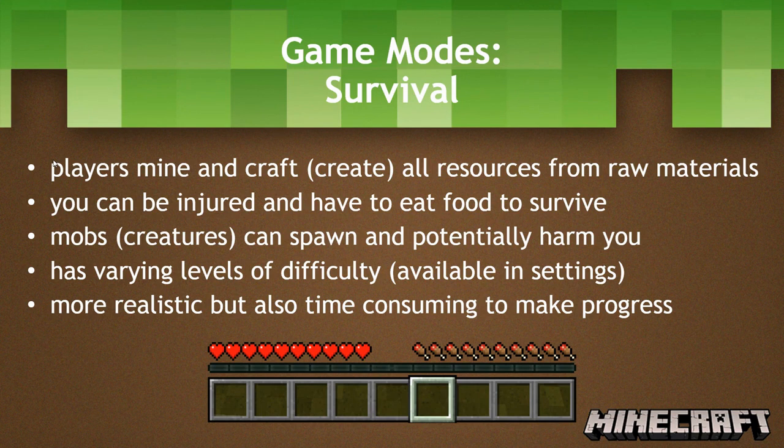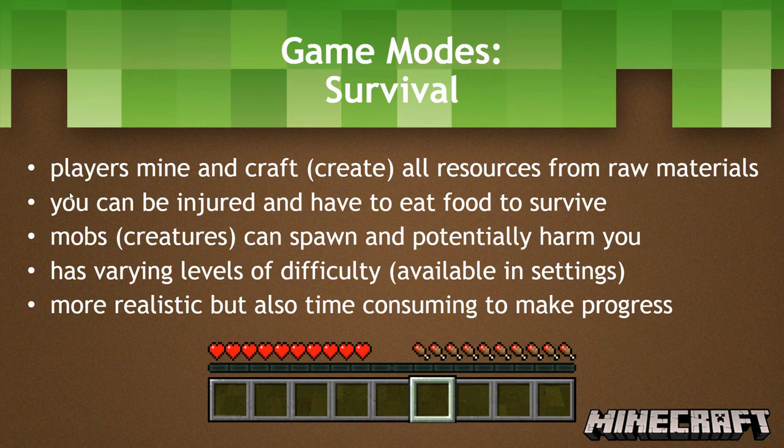So, for example, if you want to make a pickaxe, you would have to use your hands to harvest wood from a tree, and then in the crafting menu you would make wood planks, and then from wood planks you would make sticks, and then your sticks can be made into a pickaxe to then harvest stuff from the ground or from trees or from other objects.